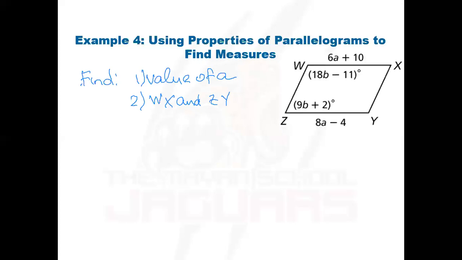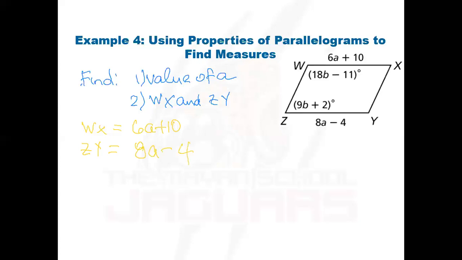So I notice that in here, given, I have the measure of the variable expression for WX, the length of the segment WX, it is 6A plus 10, and also given the length of the segment CY equals 8A minus 4.